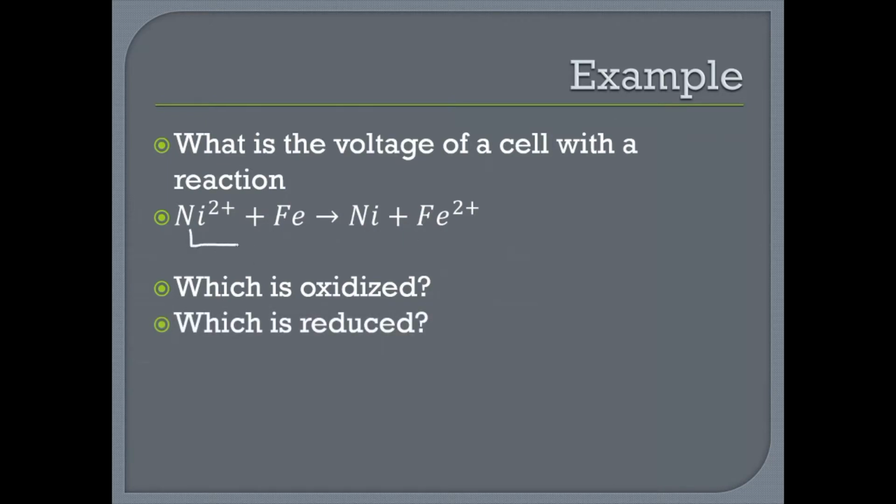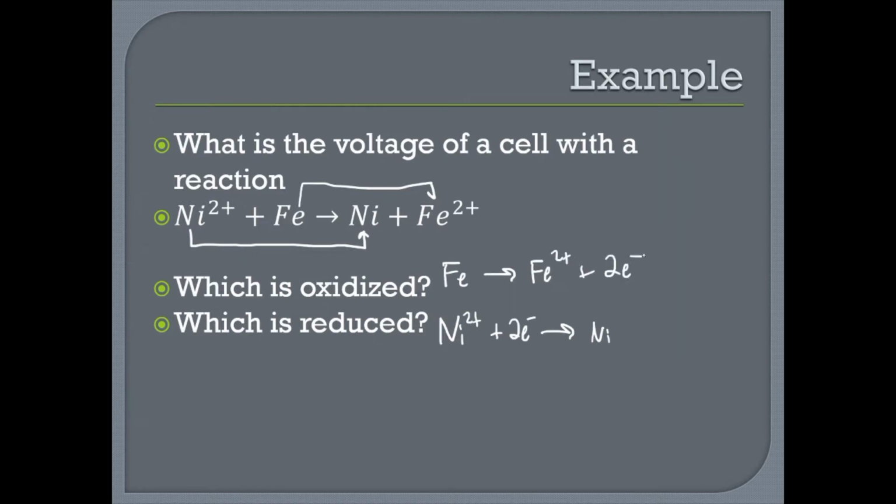In this case, it's fairly easy to see, because here we've got the nickel 2 plus going from a 2 plus state to a 0 state, so that suggests that the nickel 2 plus is gaining electrons. That's the only way it can go to a neutral state, which means that the iron must be losing electrons. And identifying which one's being oxidized or reduced is fairly easy, because as soon as you identify one reaction, whatever's left must be the other reaction.